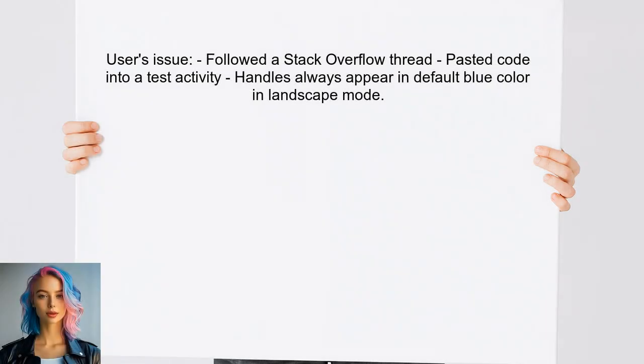Let's dive into the specific issue at hand. One user reached out saying they followed a thread on Stack Overflow about customizing the EditText select handle. They pasted the code into a test activity, but the handles always appear in the default blue color, even in landscape mode. Sound familiar? Let's explore this together.